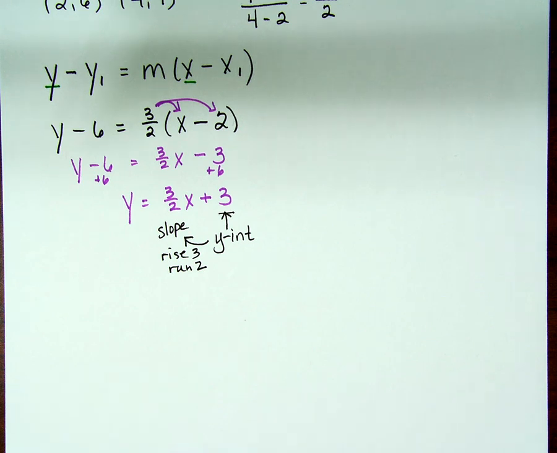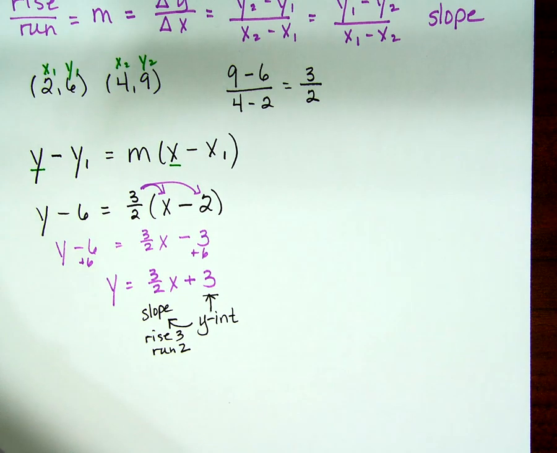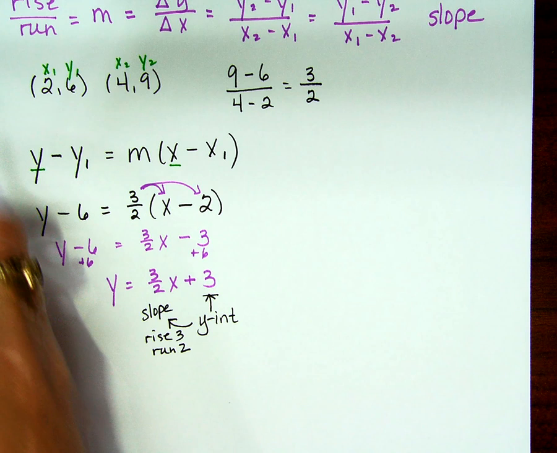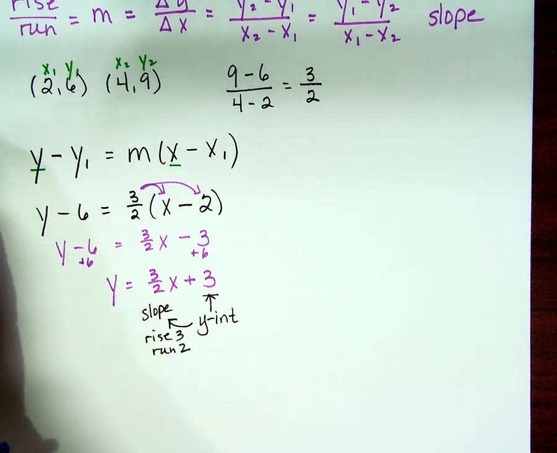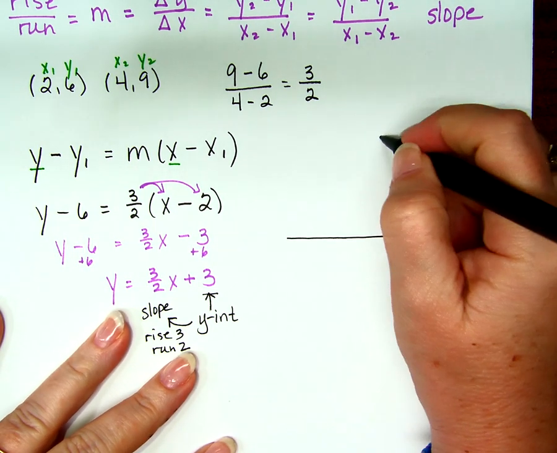Good job. Okay? So the next part of our objective is graph horizontal and vertical lines. Okay? Most people just forget about graphing horizontal and vertical lines because they want it to be difficult. I don't know. When in fact, graphing horizontal and vertical lines are quite easy, aren't they?